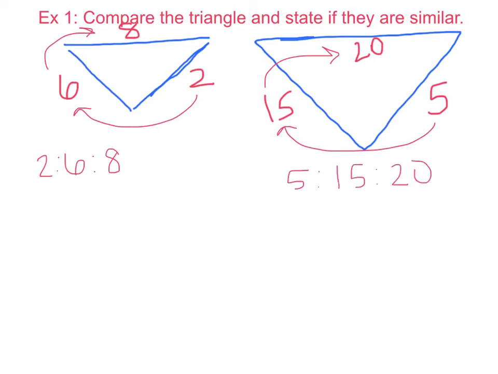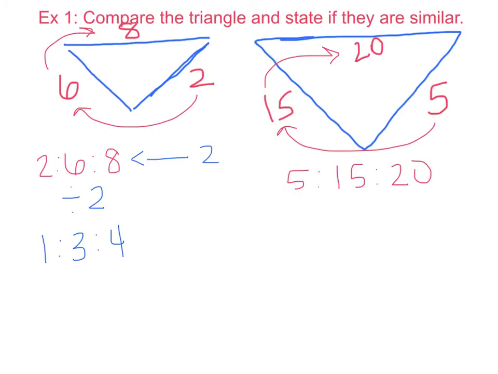And if you look, we need to reduce both of these. So the greatest common factor of this one is going to be 2. So we're going to divide by 2. 2 divided by 2 is 1. 6 divided by 2 is 3. And 8 divided by 2 is 4. So its ratio in simplest form is 1 to 3 to 4.